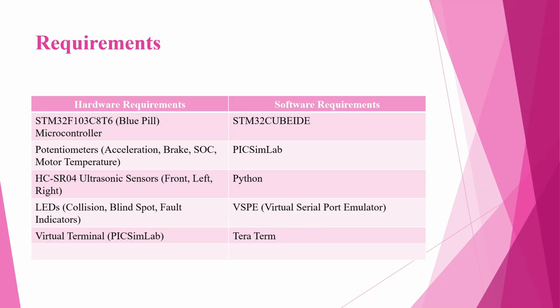And the requirements are of two types, hardware requirements and software requirements. The hardware requirements we use in this project are the STM32F103C8T6 Blue Pill microcontroller and potentiometers. With the potentiometers, we set acceleration, brake, SOC, and motor temperature. The ultrasonic sensor we used is the HC-SR04. We took three ultrasonic sensors for front, left, and right, and LEDs as collision, blind spot, and fault indicators, and a virtual terminal in PicsimLab.